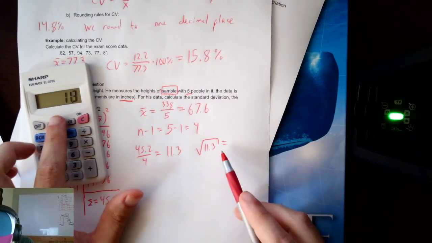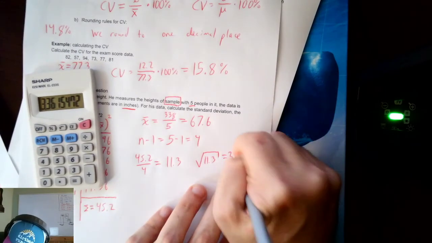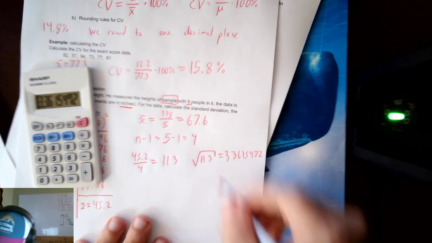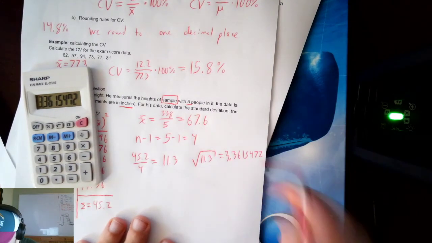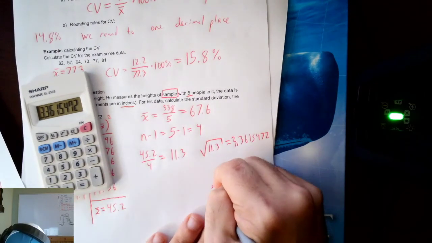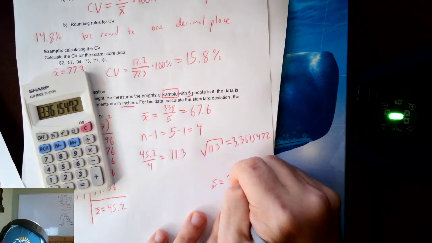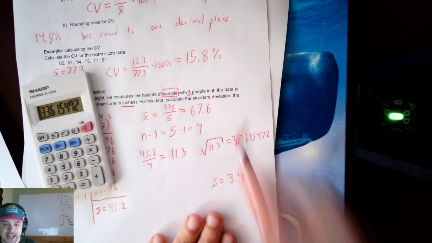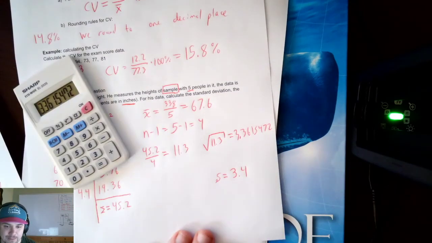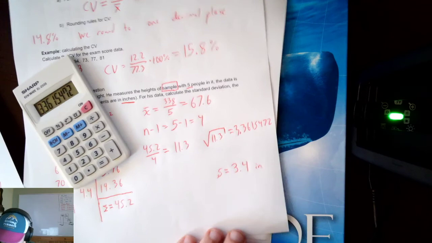I need to square root 11.3. Square root gives me 3.3615472, right? So when I write my answer for my standard deviation, the standard deviation is equal to 3.4. Why 1 decimal place? That's the rounding rule, right? My data was whole numbers. I carry 1 extra decimal place in my answers. And the units will be inches, because standard deviation has the same units as the data.